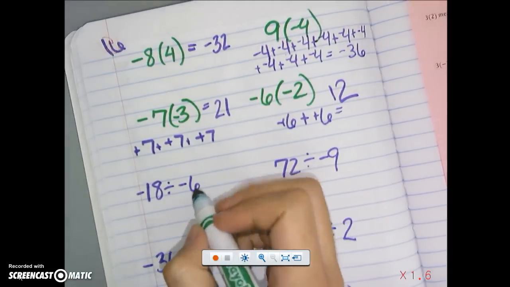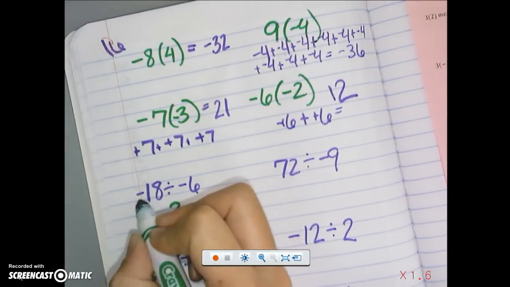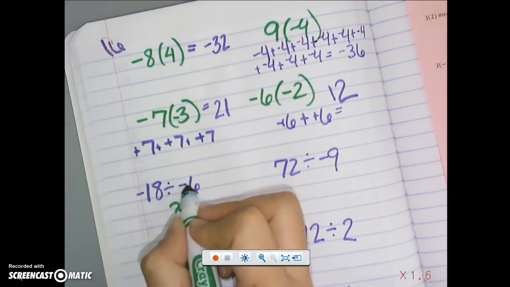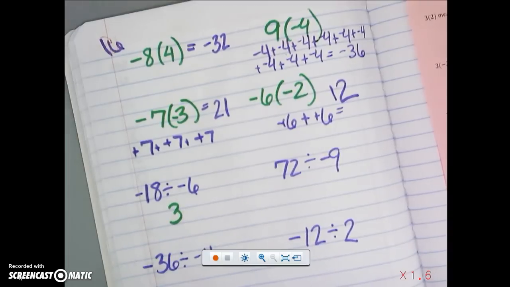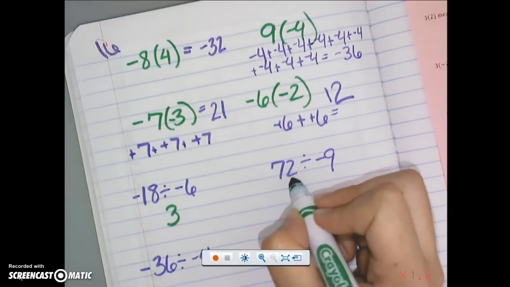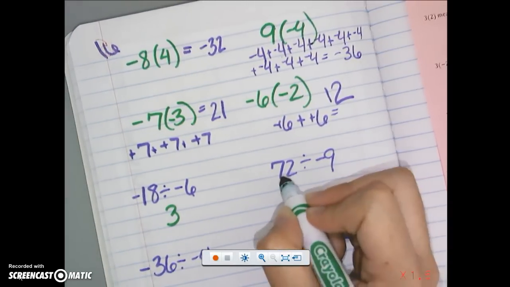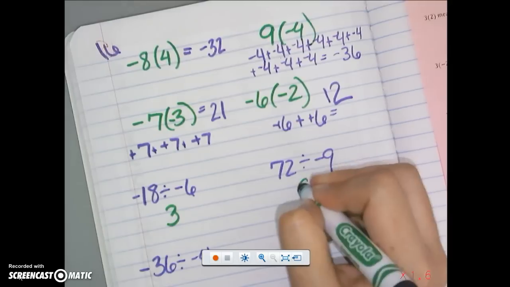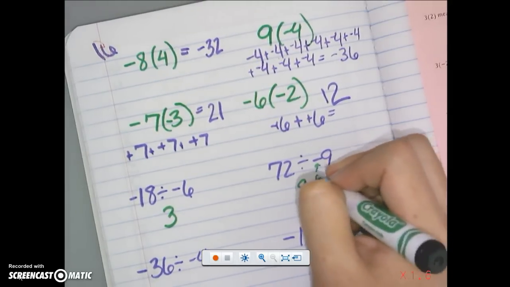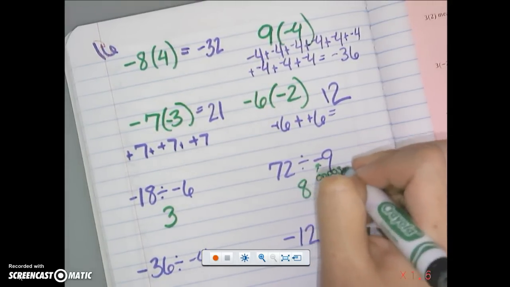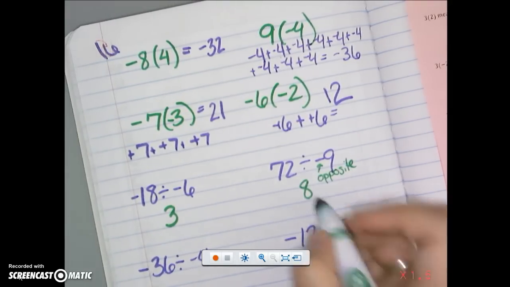All right, our next step, we have negative 18 divided by negative 6. So we're just going to divide by 3. And since they're both negative, my answer is going to be positive. Next, 72 divided by negative 9. 72 divided by 9 is 8, but this tells me to do the opposite. And the opposite of positive 8 is negative 8.